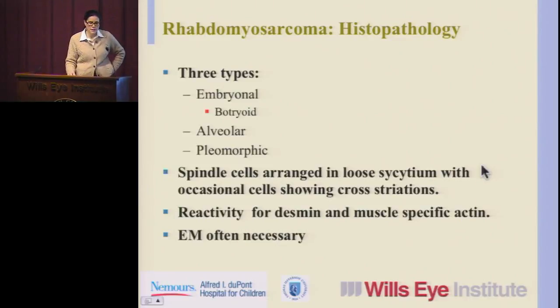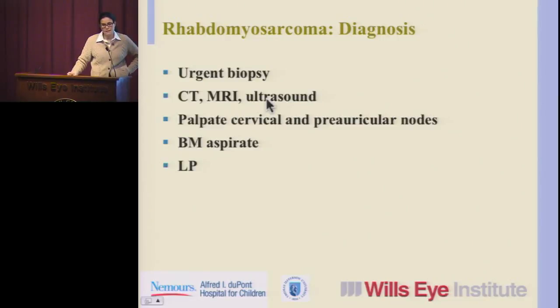Three types that we see are the embryonal, alveolar, and pleomorphic. And the pathology is important because it affects the prognosis, with embryonal being the most severe. These kids get an urgent biopsy, CT, MRI, and ultrasound. You need to check for any cervical or preauricular nodes. They get a bone marrow and LP.